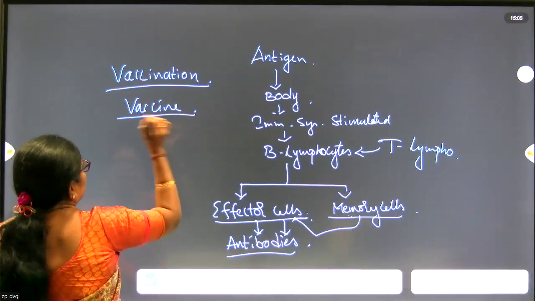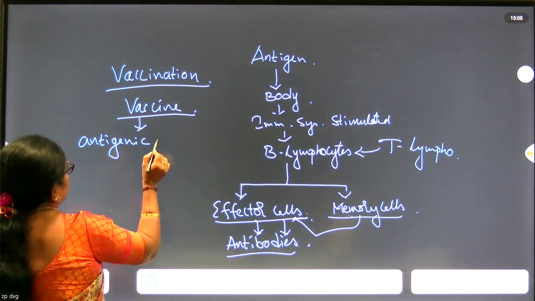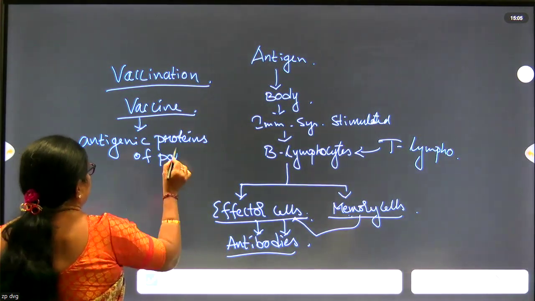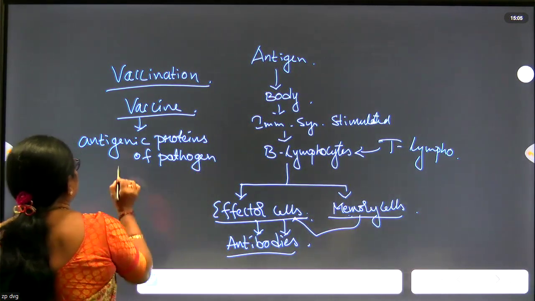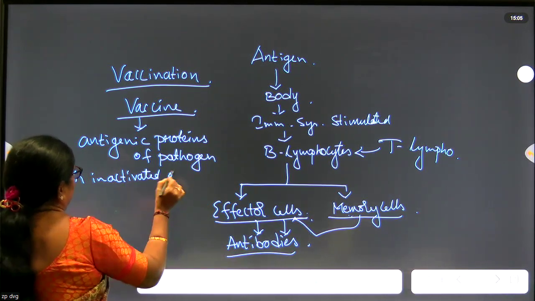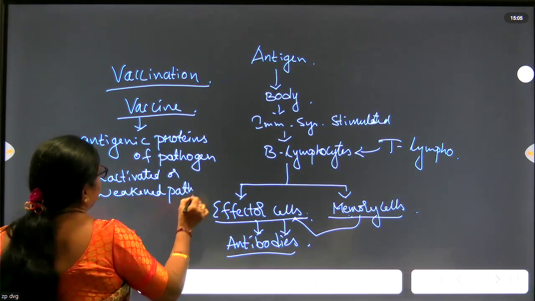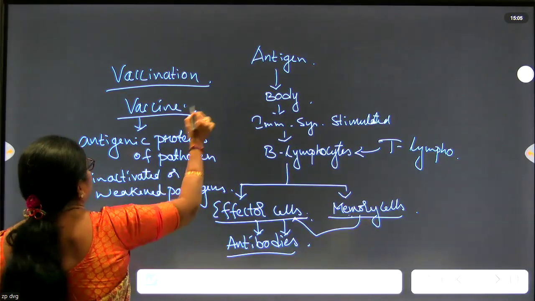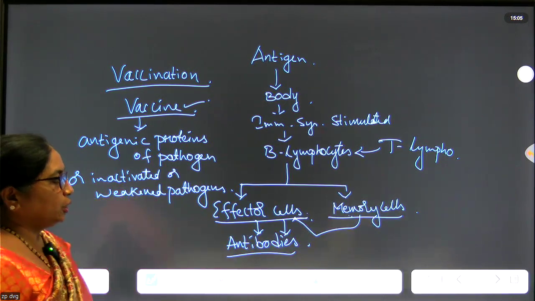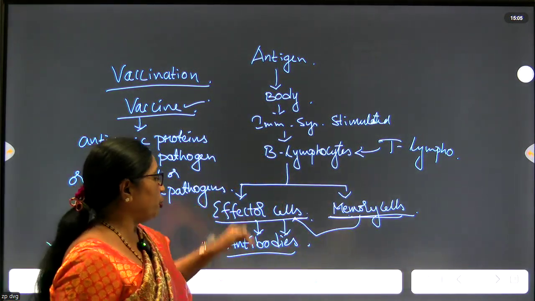Vaccines are nothing but the antigenic proteins of the pathogen, or inactivated or weakened pathogens. The weakened pathogens themselves will act like a vaccine. So these are introduced into the body in the form of a vaccine. They are capable of stimulating the entire immune system to produce the antibodies.